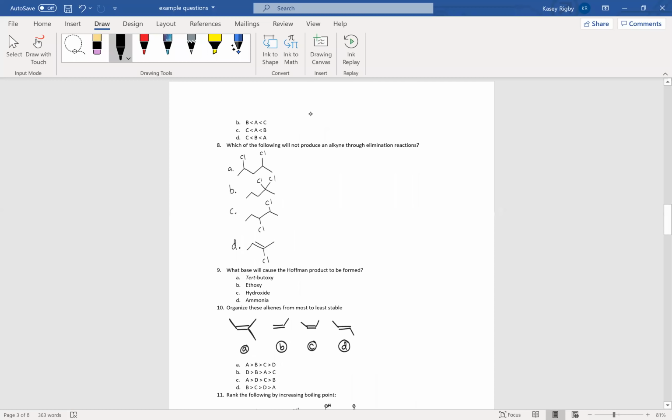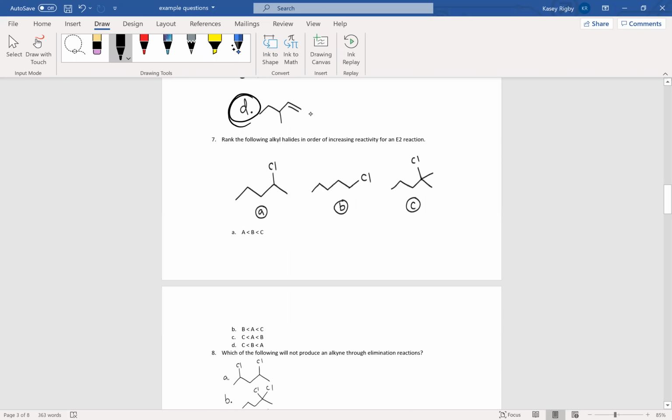So let's go back here. Oops, I just jumped ahead. Rank the following alkyl halides in order of increasing reactivity for an E2 reaction. So remember, for an E2 reaction, E2 loves tertiary. So it's going to be B, A, C, which is B. Okay? All right.